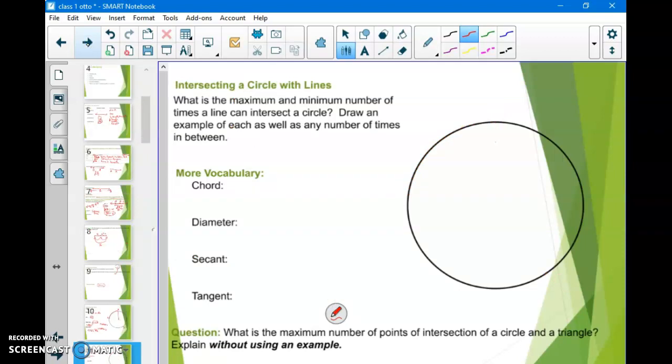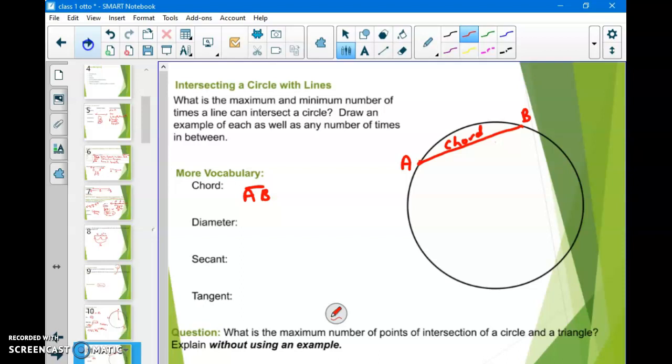Intersecting of circles and lines. What's the maximum and minimum number of times a line can intersect a circle? Well, if it intersects it, it has to run into it. Draw examples of each. So let's get to playing here. If I have a chord, it starts on the circle, ends on the circle. So if I label that chord AB, notice that I'm using a segment for that. It's not the arc AB, that's the curved part of it.